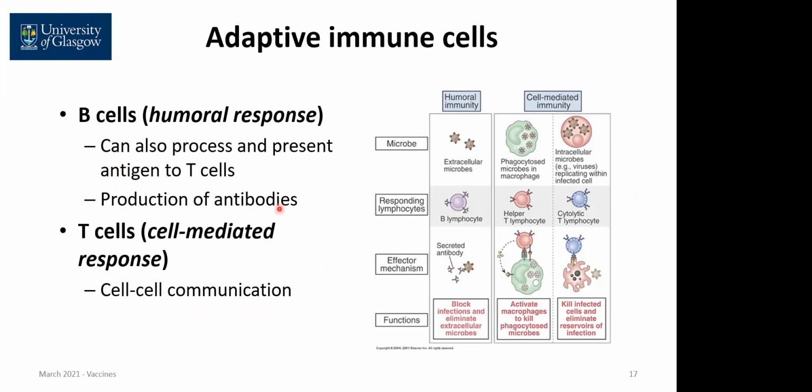B cells also have the potential to process and present antigen, and they'll do this to T cells. So they're actually termed antigen presenting cells, in a very similar manner to certain innate immune cells. We'll talk about this interaction between B cells and T cells later on. But their primary function is to produce antibodies, and these antibodies have the potential to attack and eliminate microbes. T cells, on the other hand, have an important role in cell-mediated responses, specifically communicating with different cells. And we'll talk about the different types of T cells in the next slide.